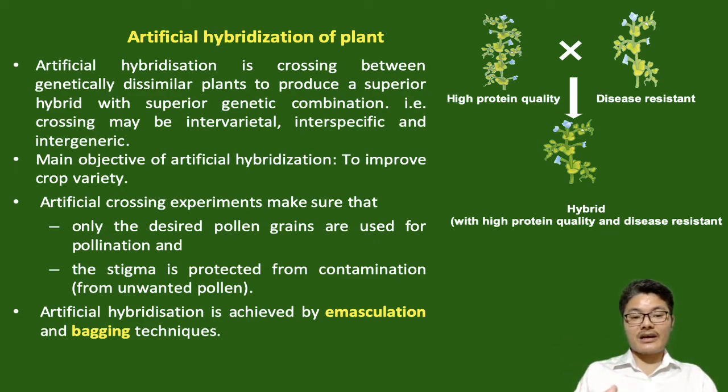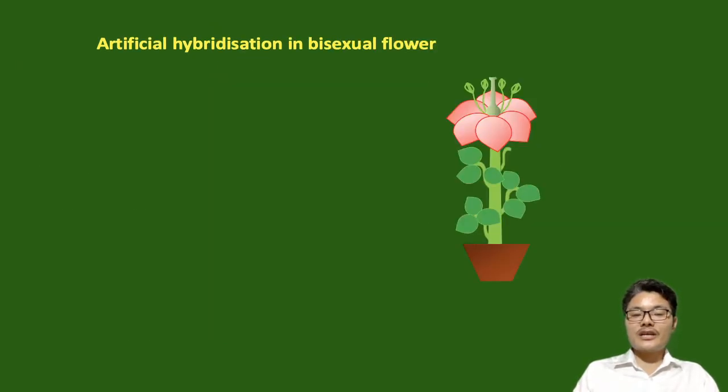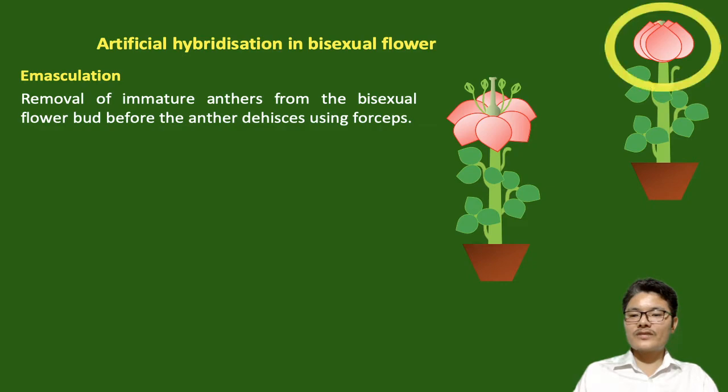In "Strategies for Enhancement of Food Production", a chapter under which we'll be discussing artificial hybridization in detail. Over here we'll discuss emasculation and bagging technique. In case of a bisexual flower, the artificial hybridization that we usually practice is emasculation. E refers to removal, and masculation here refers to the anther, the male part of the plant, mainly the anther which produces pollen grains. So anther is removed when the flower is at bud stage.